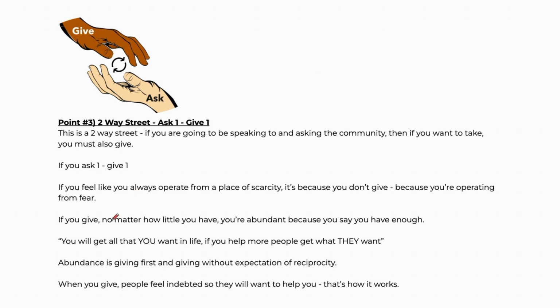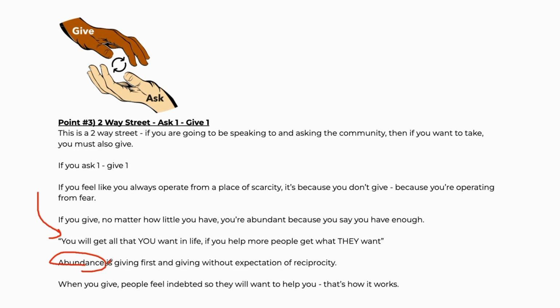And so I'm telling you right now, you will get what you want out of life when you help more people get what they want out of life, okay? And that is what we call abundance mindset, when you give without the expectation of reciprocity. And I'm telling you right now, when you give, people are going to feel indebted, so they're going to want to help you as well. And so this is how it works.